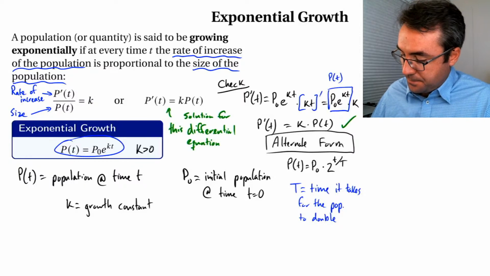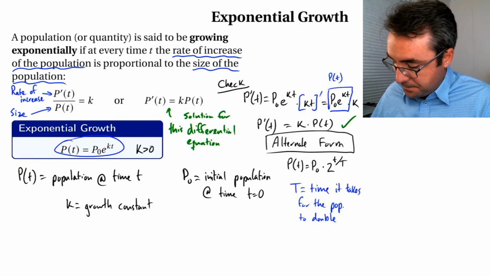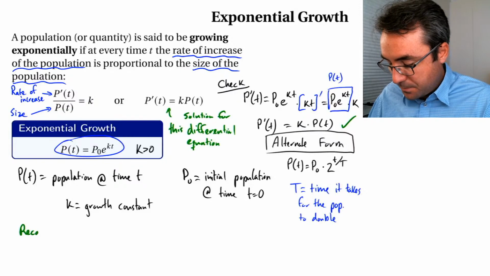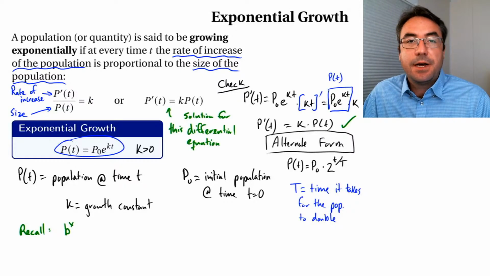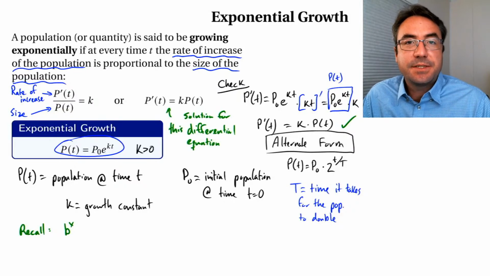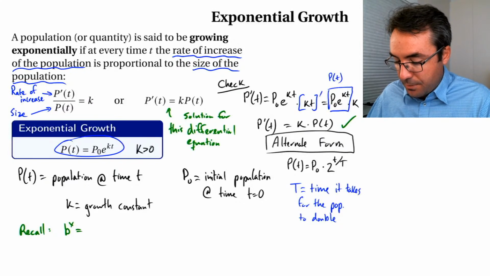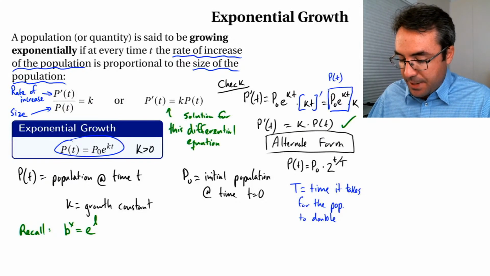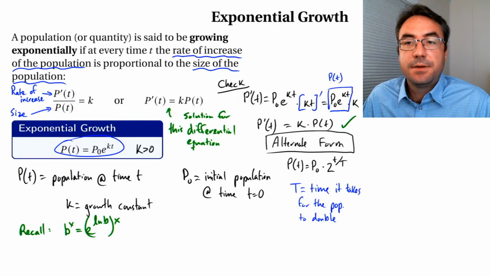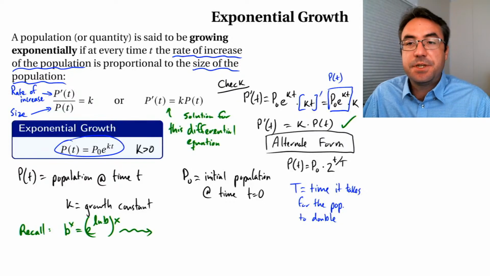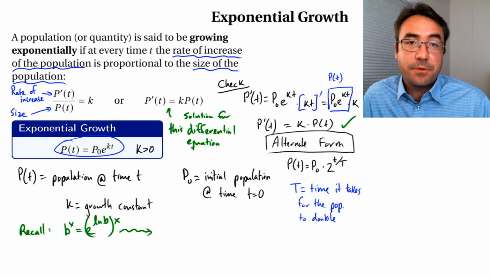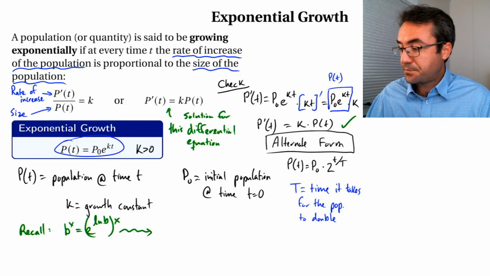And if we recall, why does that work out? Well, there is a change of base formula. So we saw this last time where we had b raised to the power x, and we could rewrite that as e raised to the natural log b times x. So that's just a change of base formula for exponential functions.